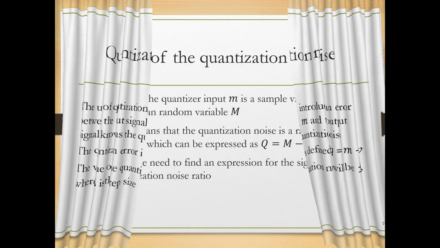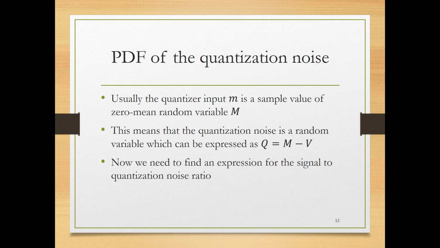So this is what we talked about. After this, since we need to quantify the quantization noise, we need to understand the probability distribution function of this noise. And how do we derive the PDF of this noise? Usually the quantizer input M is a sample value of zero mean random variable M. So we assume that the message is random, which is normal to assume because you never know what type of information you are going to send. It's random. And this message, we assume its mean to be 0. This means the quantization noise, Q, which is equal to M minus V, is also a random variable which is going to have a mean of 0 because the message signal has mean of 0.